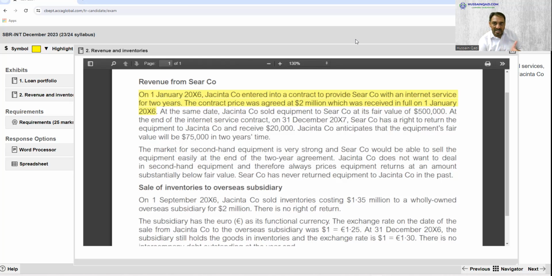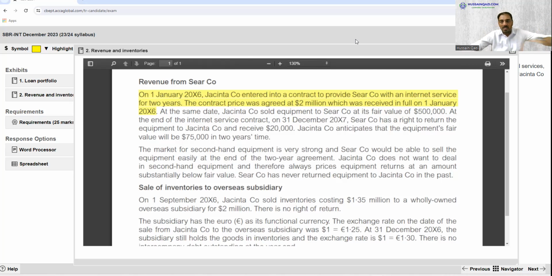If they received the complete amount, then on 1st January X6: bank debit and contract liability credit. At the year end, contract liability is debited by 2 million, and revenue should be recognized, credit, at $1 million. So it's very simple. Revenue should be recognized at 1 million based on revenue recognition over the period. So that's what you need to draft.